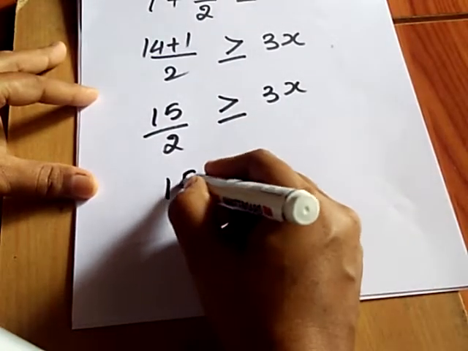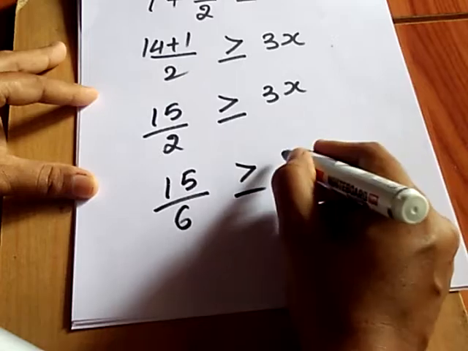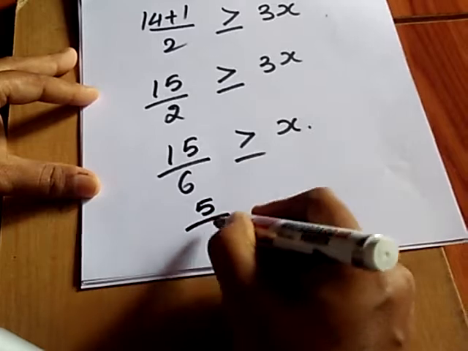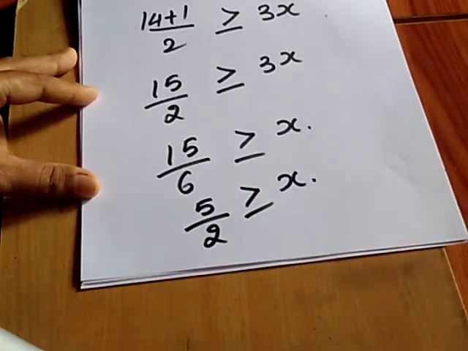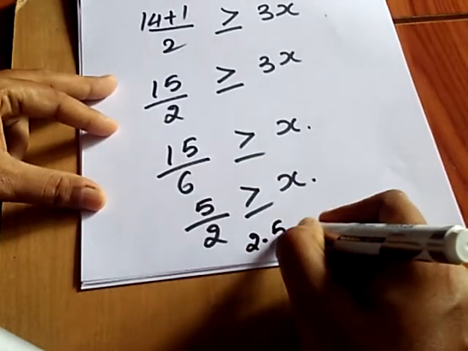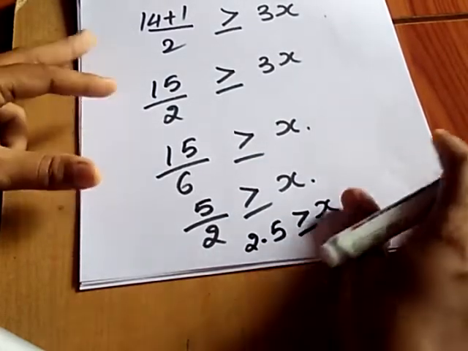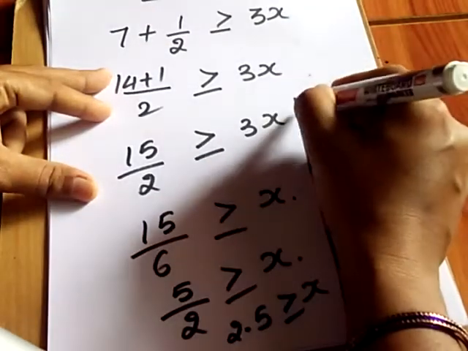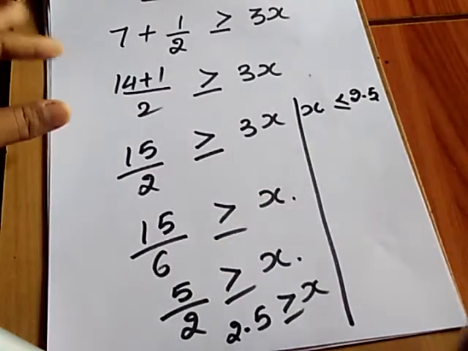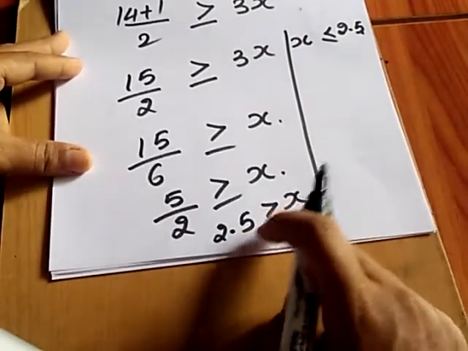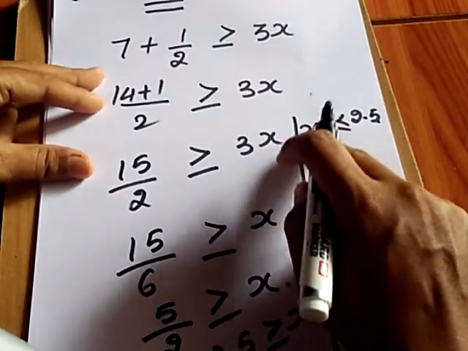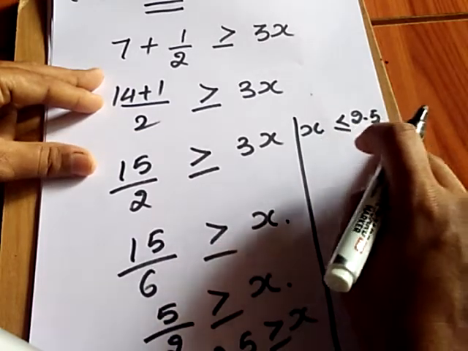That is 15 by 6 is greater than or equal to x. That means 3 5s are 15, 3 2s are 6, so 5 by 2 is greater than or equal to x. Now 5 by 2 means 2.5 is greater than or equal to x. Hence I can say x is less than or equal to 2.5. The sign flips when the place changes. 2.5 is greater than or equal to x. It means to say x is less than or equal to 2.5.